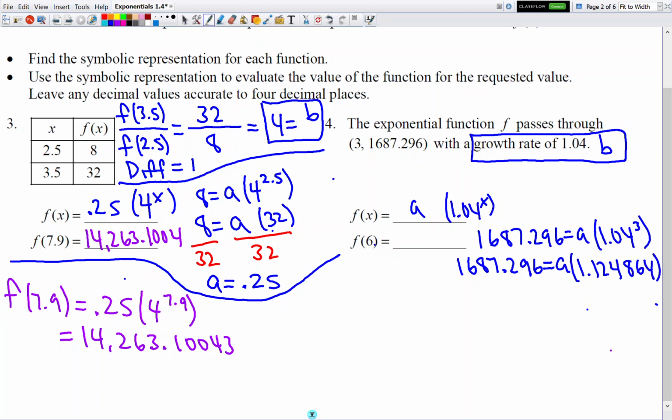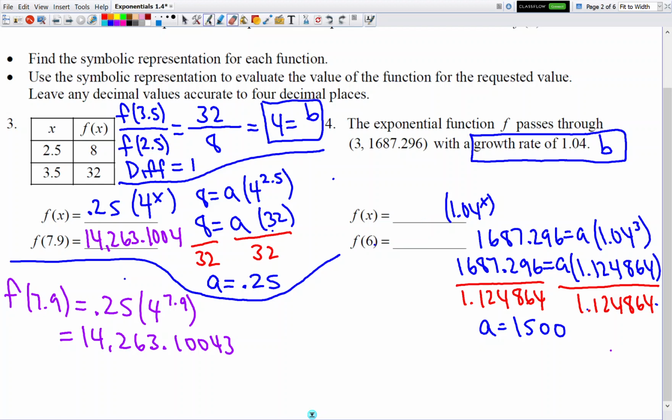Okay, so when I solve for a, same thing like I did the previous problem. Divide by this ugly number on both sides to get the a by itself. 1.124864. And when I divide that out, I'm going to get a equals 1,500. So actually that came out to a nice number. I'm kind of surprised. But yeah, I guess we're not that mean and give you guys all ugly numbers all the time. Okay, so this is going to be 1,500. Okay, so we found our equation.